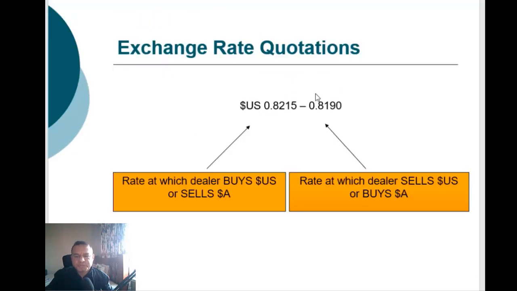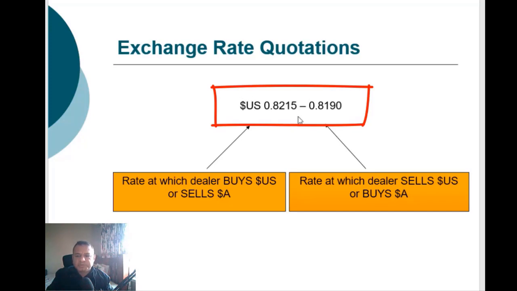So the exchange rate quotation also plays a very important factor. As an international student, when you go to a shop or bureau de change, a foreign exchange trader, to exchange your currency, you'll find that the rates are quoted in two different ways, and generally it's shown like this. Now this is the exchange rate quotation for the American dollar against the Australian dollar. The two rates are given here. So $1 Australian is equivalent to 0.8215 to 0.8190.